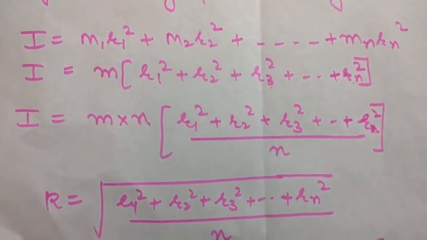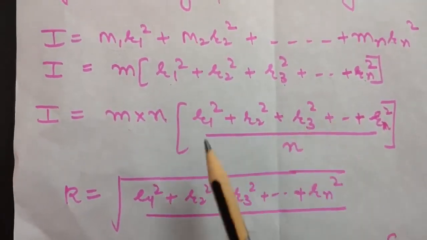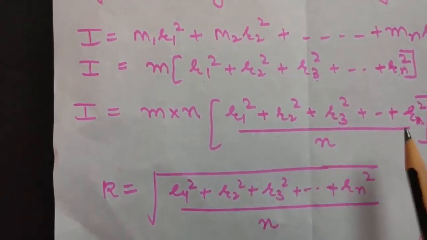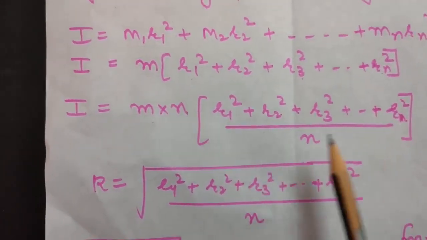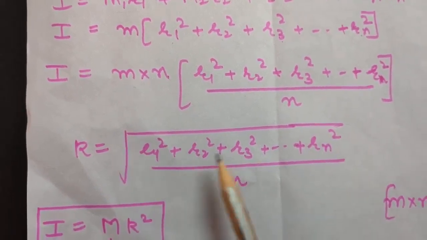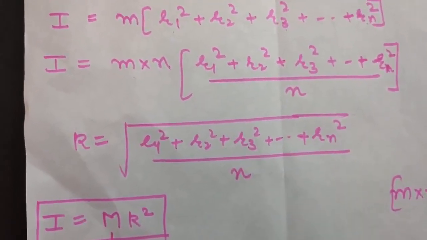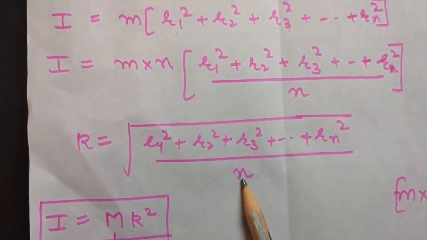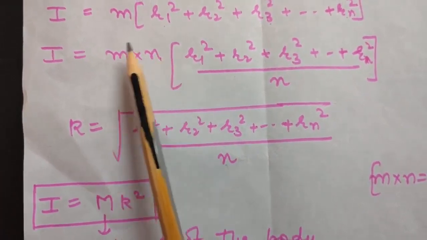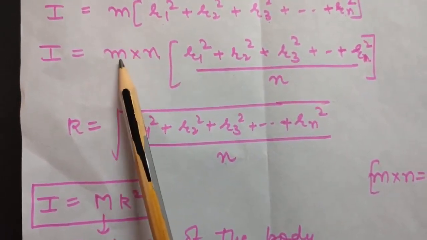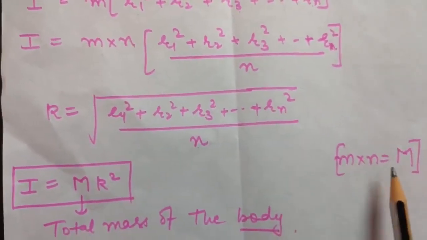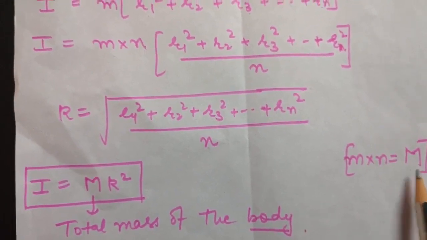Now this term is nothing but the root mean square of the distance of different particles from the axis of rotation. So this is defined as the radius of gyration, that is root mean square of the distance of the different particles from the axis of rotation, and we have supposed there are n particles. So k is defined like this, and m into n: each particle has a mass m and we have n particles. That means m into n is nothing but capital M, where capital M is the total mass of the body.